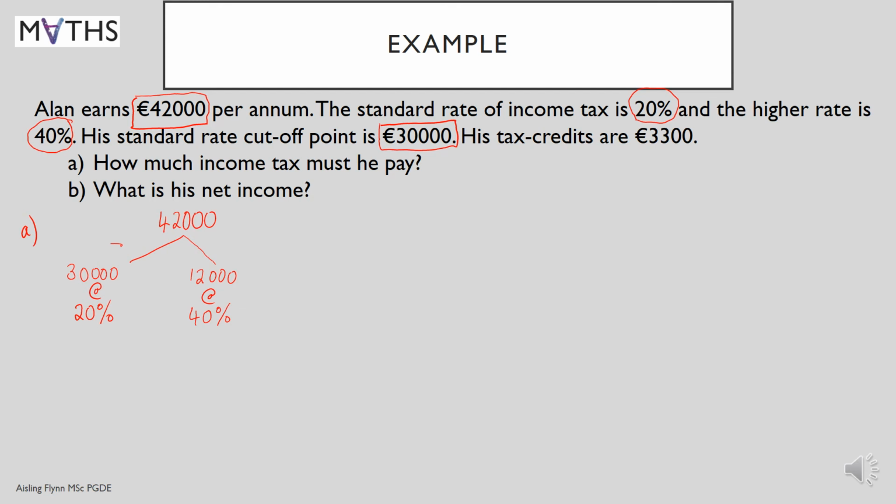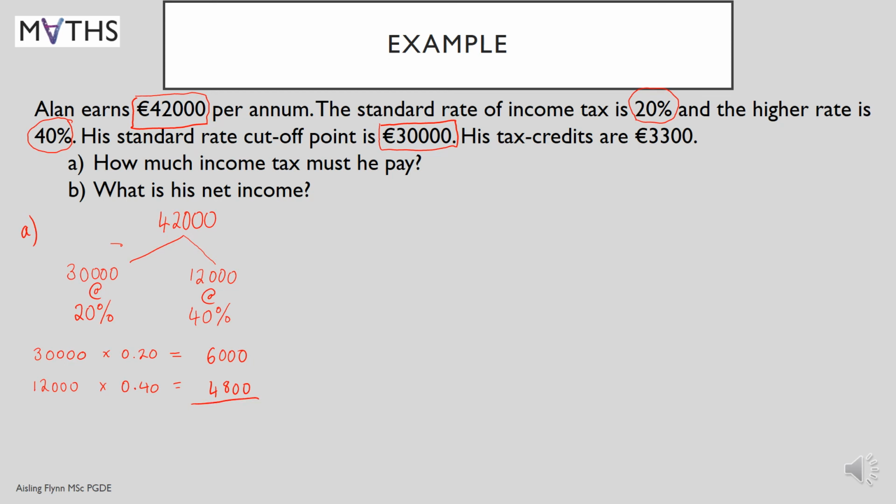Okay, so we've two tax calculations to do on the calculator. I'm going to use decimals this time round. It takes up less space. So 30,000 euros is taxed at 20%, and that comes to 6,000 euro. And 12,000 euro is to be taxed at 40%, and that comes to 4,800.